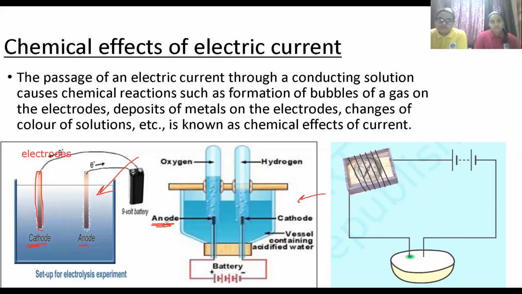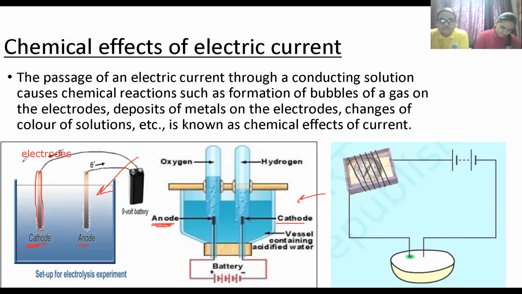So the definition is very simple. The electrode that is connected with the positive terminal of the battery is known as anode. And similarly, what will be cathode? Cathode means the electrode that is connected to the negative terminal of the battery. The electrode that is connected to the negative terminal is known as cathode. That's it. Understood anode and cathode?